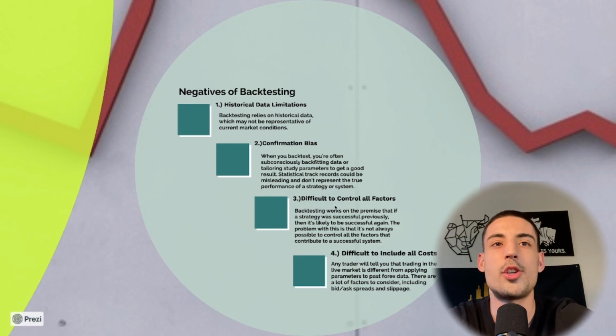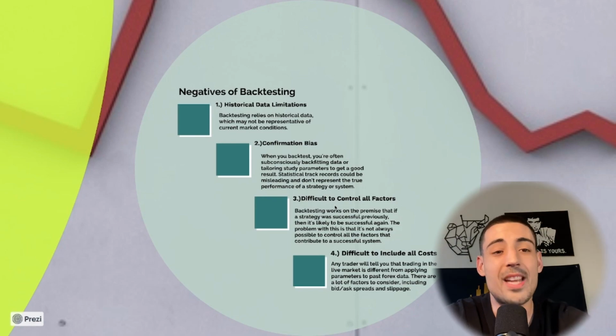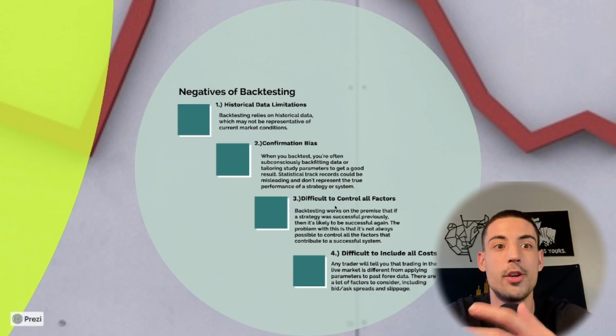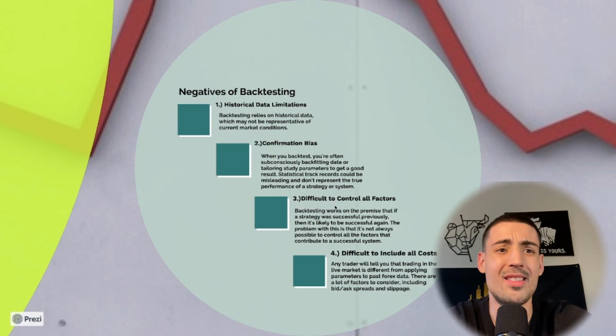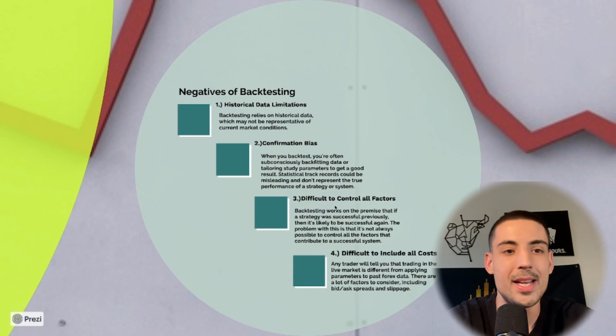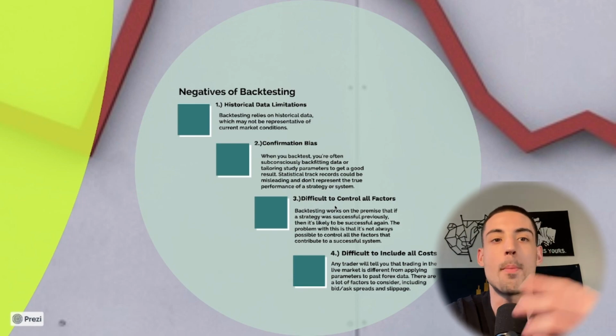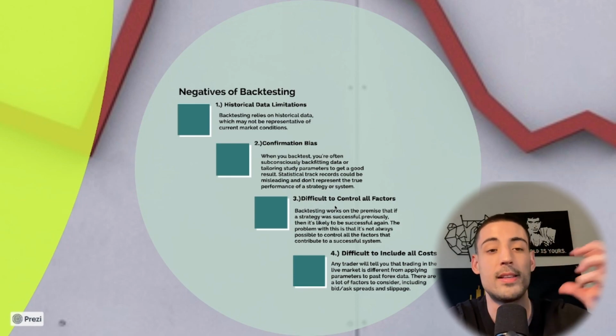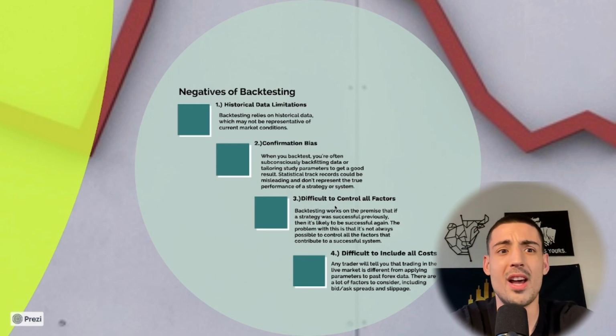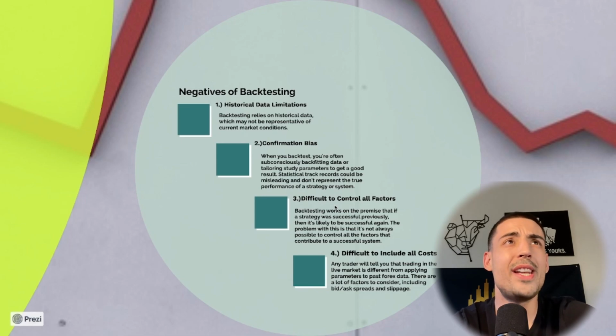Any trader will tell you that trading in the live markets is different from applying parameters to past Forex data. There are different costs that are going to be incurred when you are trading live rather than backtesting. So there's slippage, your bid and ask price, there's different spreads. There are so many different fees and commissions when you're live trading that you won't be able to account for when you're backtesting. So it's very important to take this with a grain of salt and understand the statistical data that's derived rather than the exact costs and all of that. So these are all the negatives of backtesting.